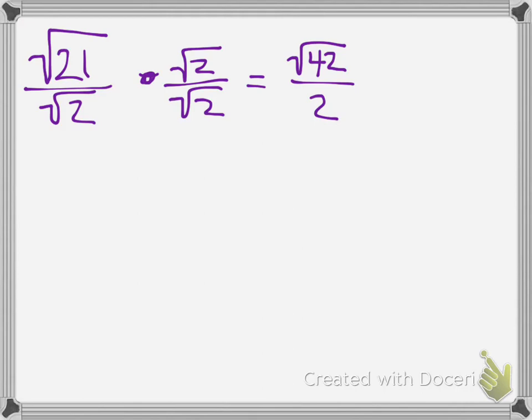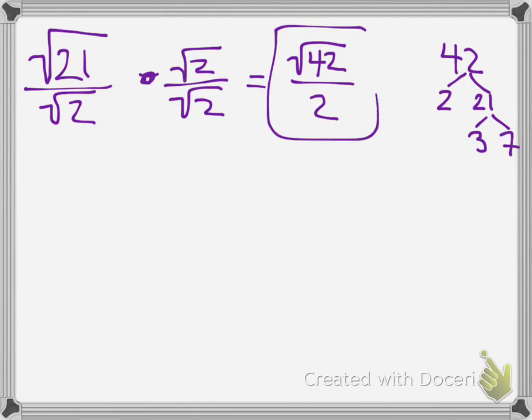Now, again, I would hope that you would check to make sure that 42 cannot be further simplified. Let's see, that's 2 and 21. 3 and 7. There's no pairs, so yeah, that's your final answer. Okay, that is what this really is trying to lead you up to eventually, that we should be able to rationalize and try to put those together.